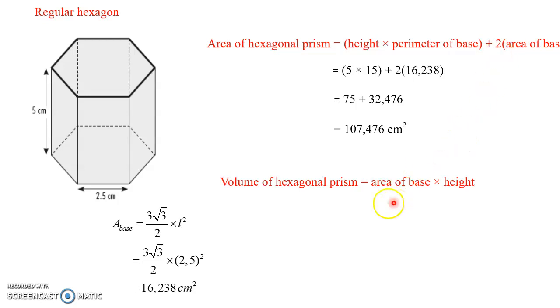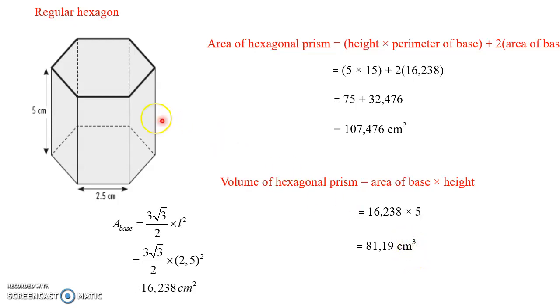What about the calculation of the volume? If I need to know the volume of the hexagonal prism, volume is always the area of the base multiplied by the height. The area of the base means the area of this hexagonal base, which I already know is 16,238. The height is a height of 5. So the volume calculation is actually a very simple calculation, and I end up with 81,19. And remember, I am calculating volume, so this is centimeter cubed.